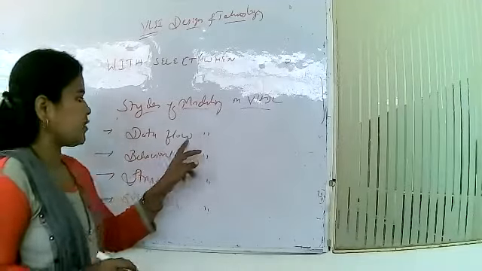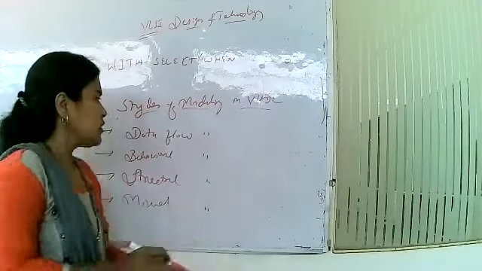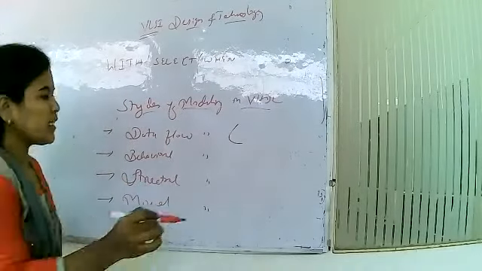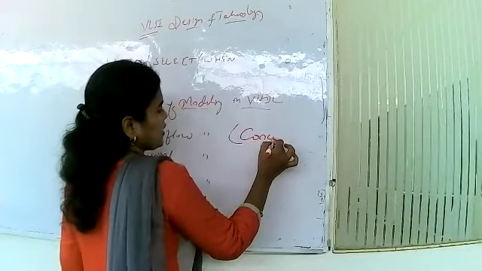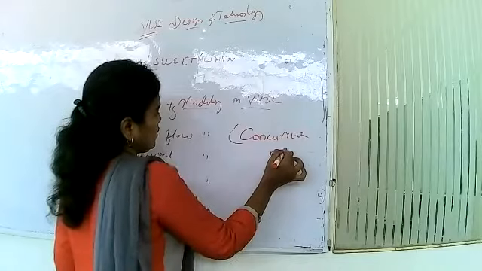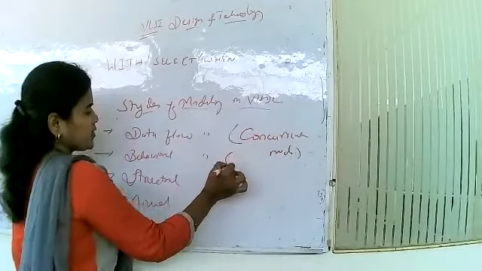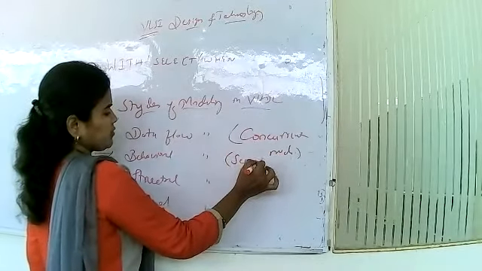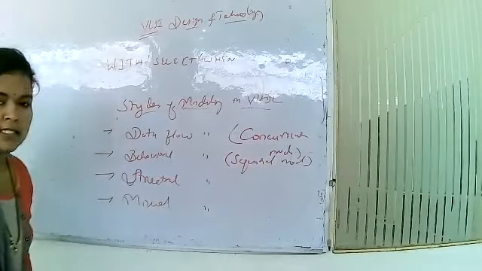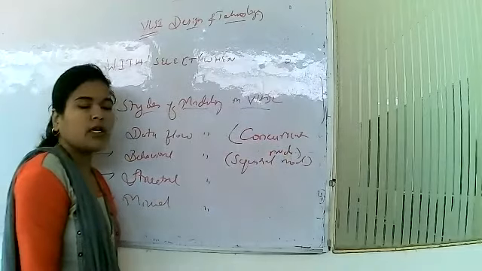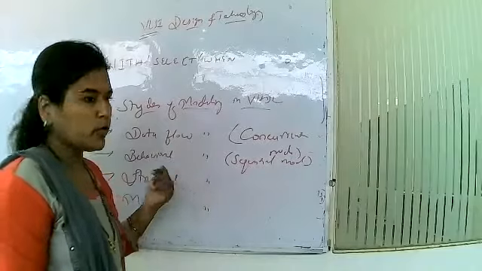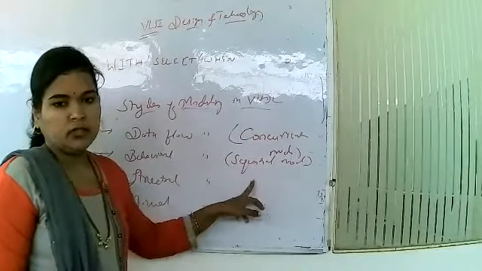So I started with data flow modeling in the previous lecture. It is a concurrent statement. It contains concurrent statements. It is called concurrent mode. And what about behavioral? It is a sequential statement, sequential mode. What is concurrent? The statements, the code you are writing, are executed at a time. What about sequential? One by one you go in VHDL.